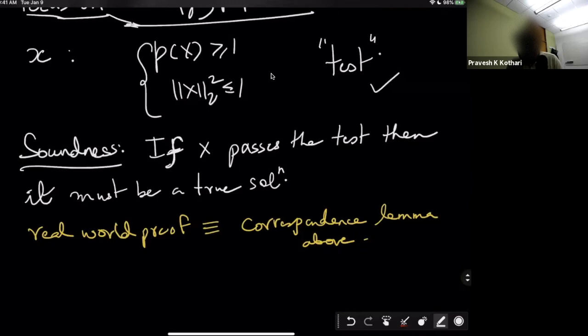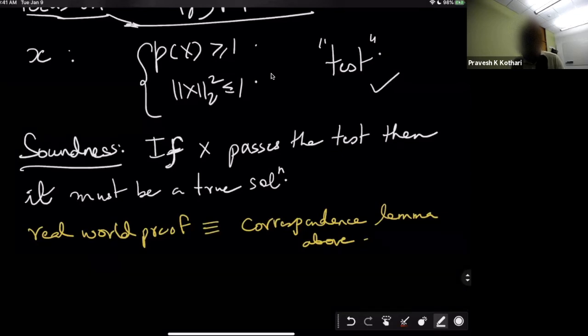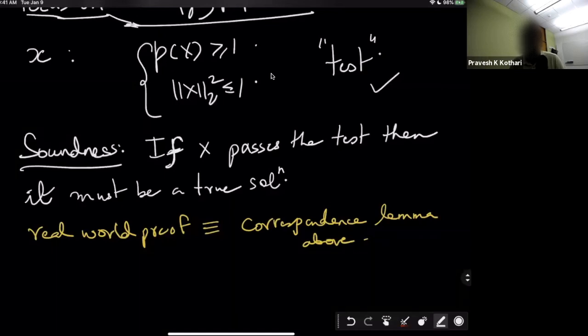So what's the natural way to phrase the soundness? I want to phrase the claim that if X passes the test, which means X satisfies these two polynomial inequalities, then it must be one of the AIs. What's the way to phrase this? Go for it. There are no wrong answers.